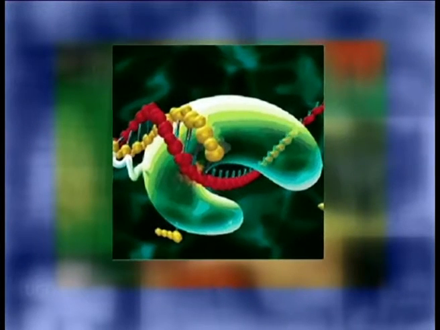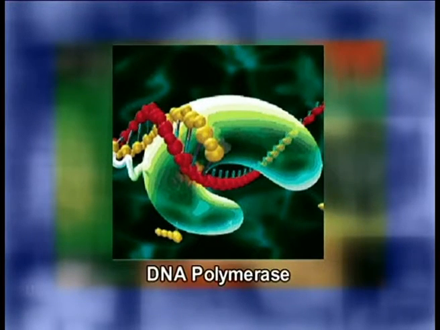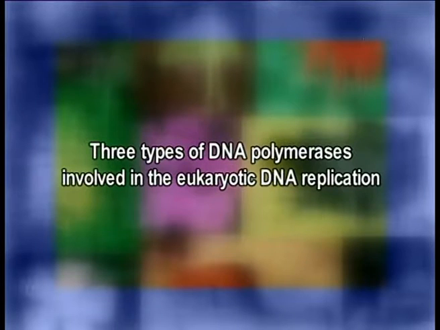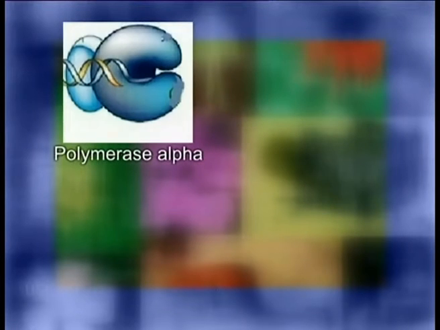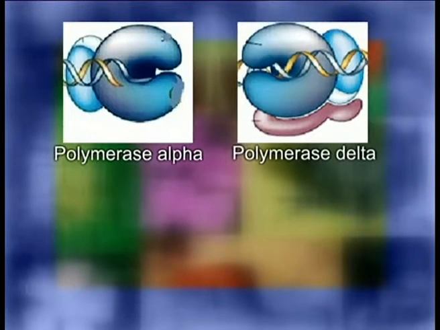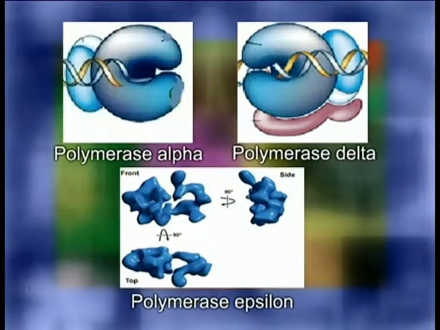DNA polymerases are the major enzymes involved in DNA replication, and they carry out all forms of DNA replication. A DNA polymerase cannot begin a new DNA strand synthesis. However, it can only extend an existing DNA strand. 3 types of DNA polymerases are involved in eukaryotic DNA replication: 1. Polymerase alpha, 2. Polymerase delta, and 3. Polymerase epsilon.